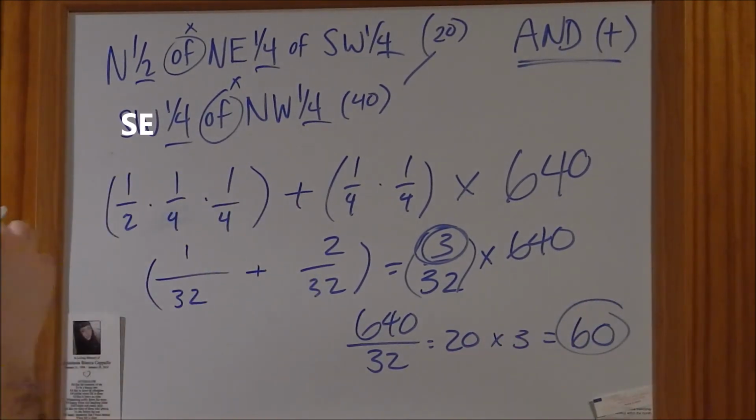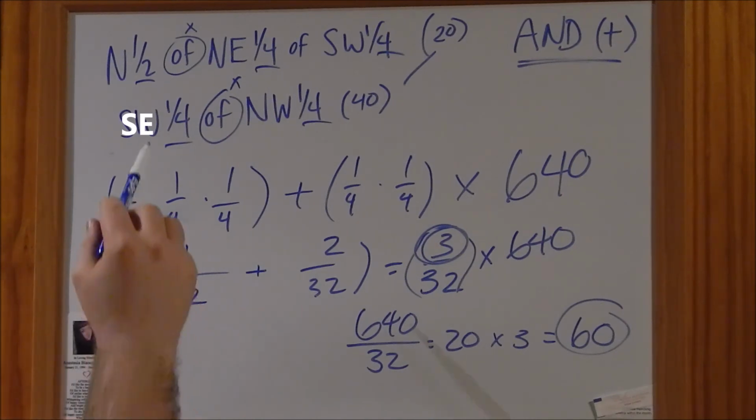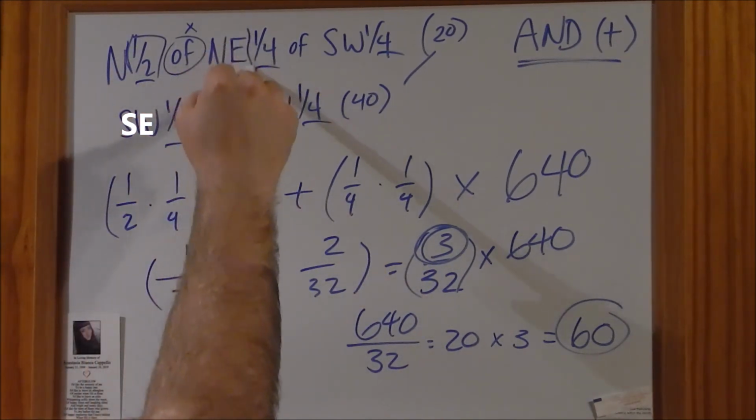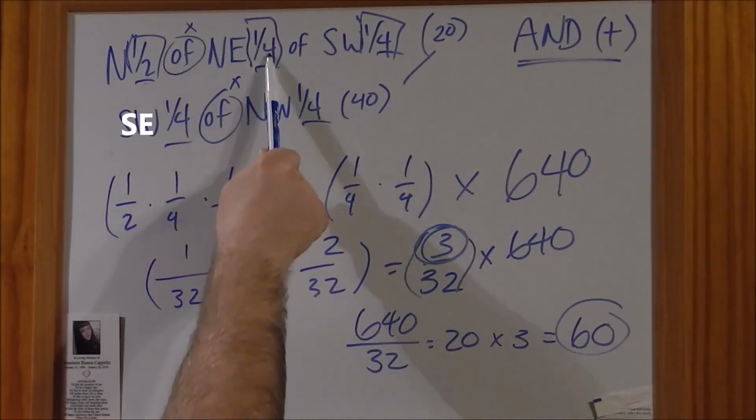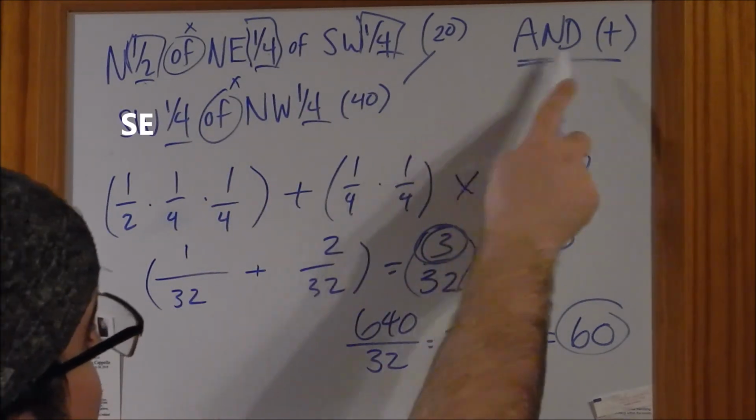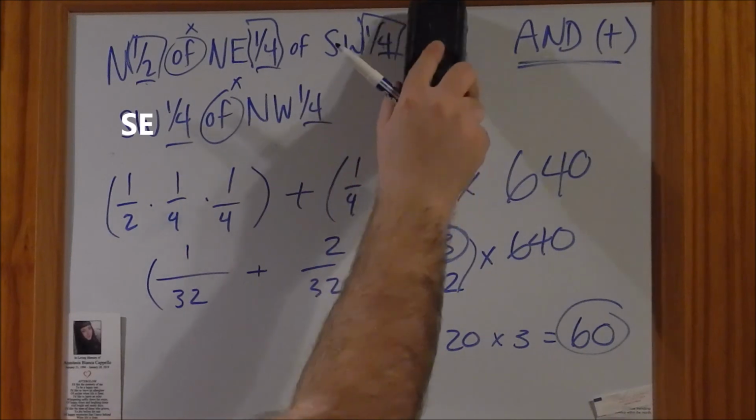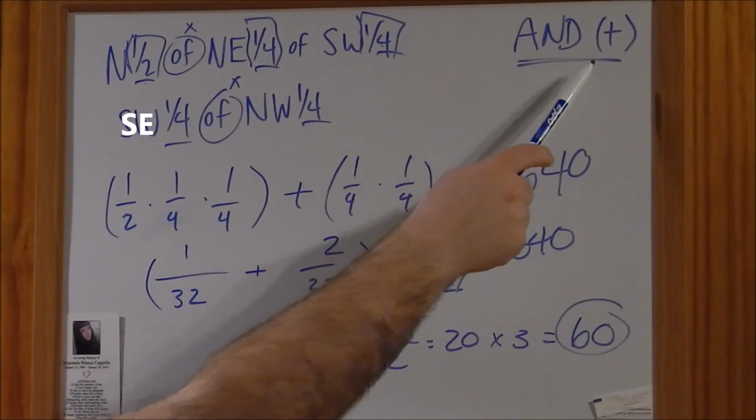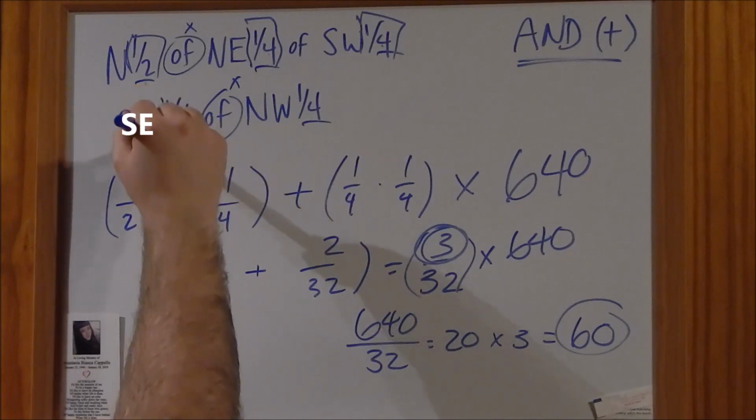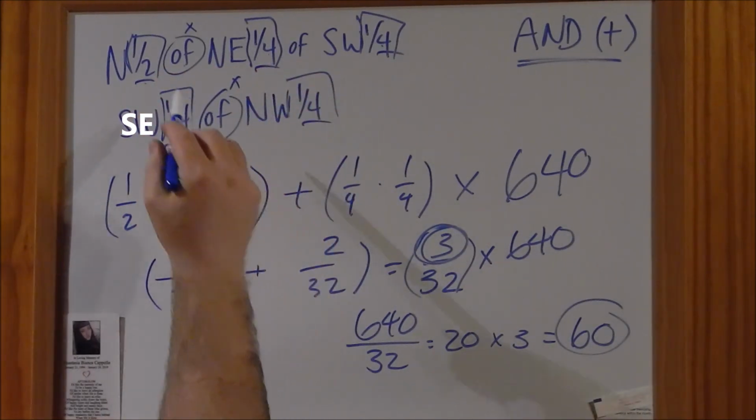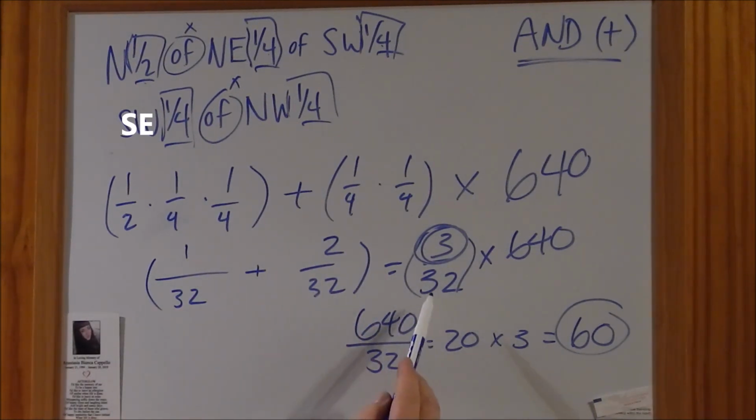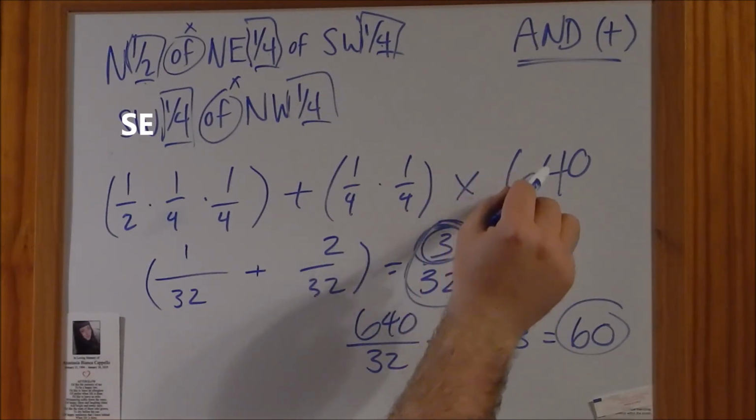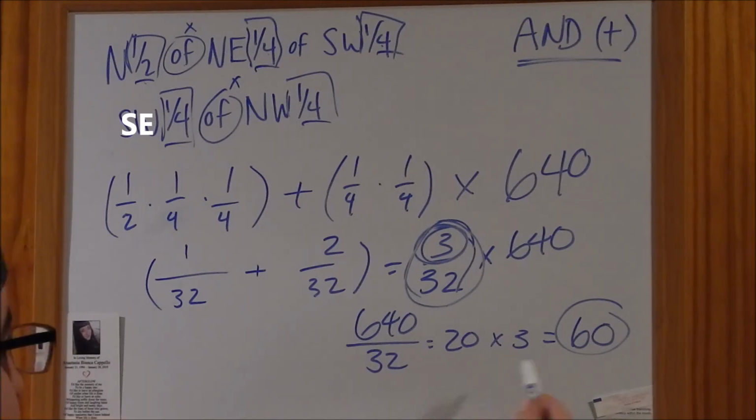So you can either do it by drawing it out like we saw before, or we can just take all of the fractions. Anything that has an of, we know that it's fraction, multiply, fraction, multiply. And then we have the and, okay? We have the and, which means we have to add that first portion to the second portion, fraction, multiply, fraction. So we have this set of fractions, this set of fractions. We add them together to get this total 3 out of 32. Multiply that fraction by 640, and we get our answer of 60.